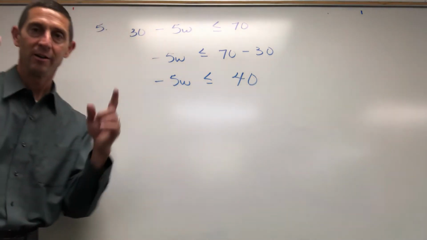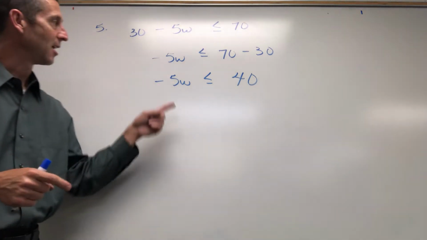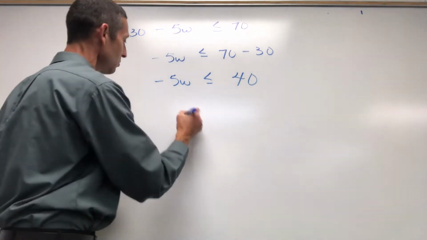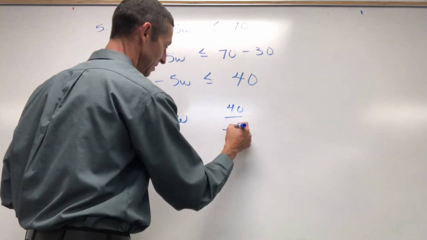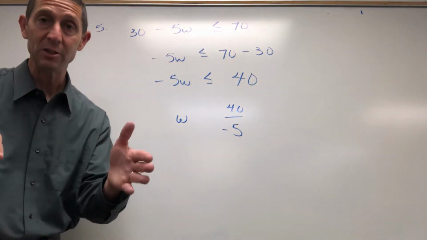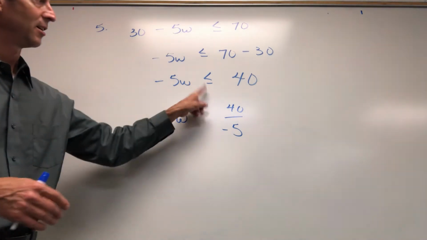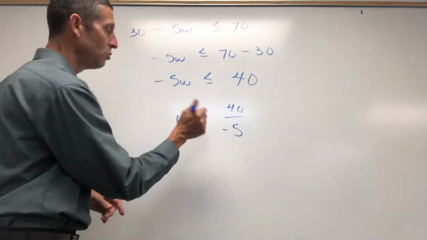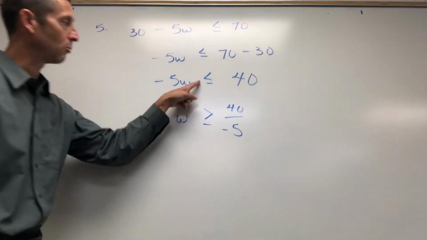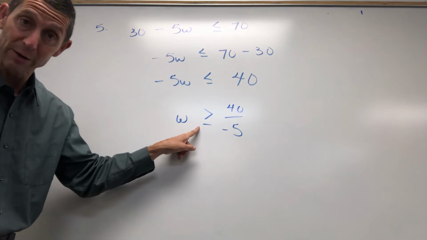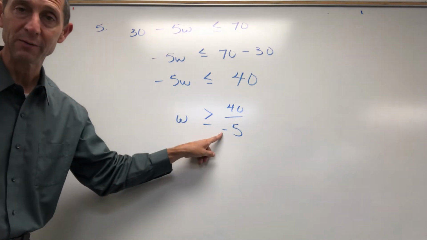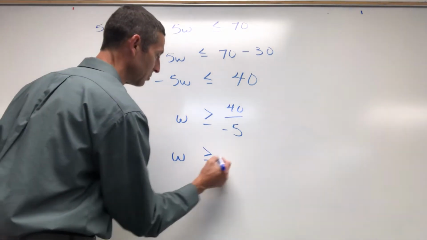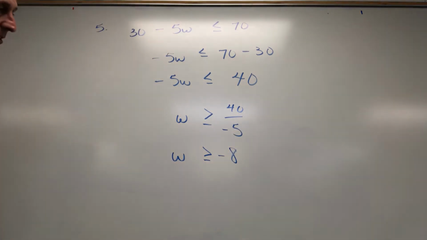Here we go. Most important rule in solving inequalities, I have a negative 5 that I'm about to divide by. So you are dividing by a negative. Now, anytime that you multiply or divide by a negative, most important rule in inequalities, change it. So if you divide by a negative, you've got to change that sign. So it was less than, it is now greater than. So anytime you multiply or divide by a negative, change the sign. So this becomes w greater than or equal to negative 8.